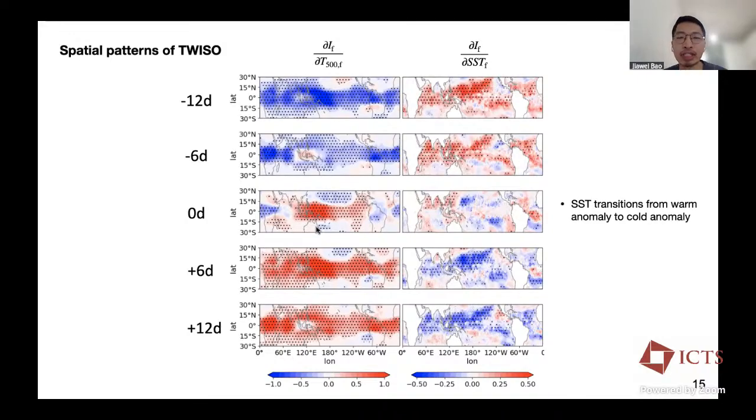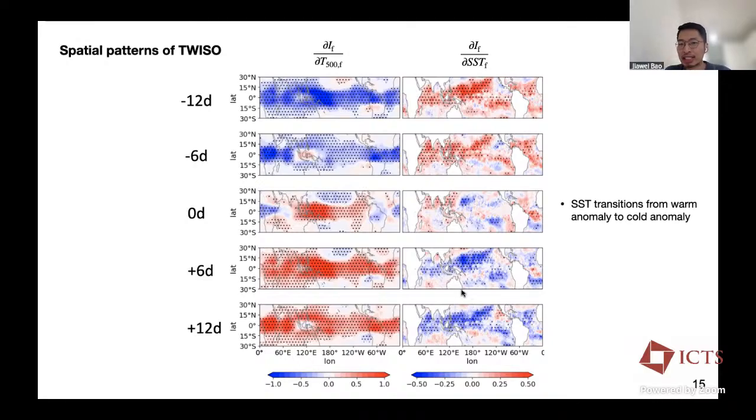So what about the sea surface temperature? The sea surface temperature pattern is here in the second panel, second column. It basically oscillates out of phase with atmospheric temperature. Initially, the sea surface temperature is in its warm phase of the oscillation, and at about day 0, it transitions, and afterwards it changes to a negative phase of the oscillation.